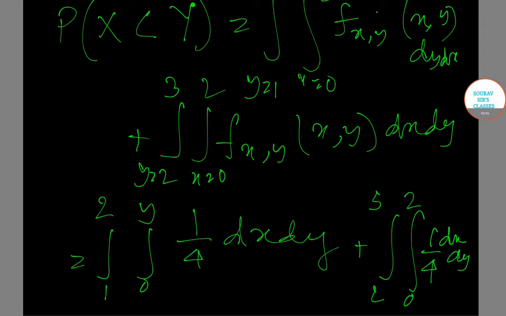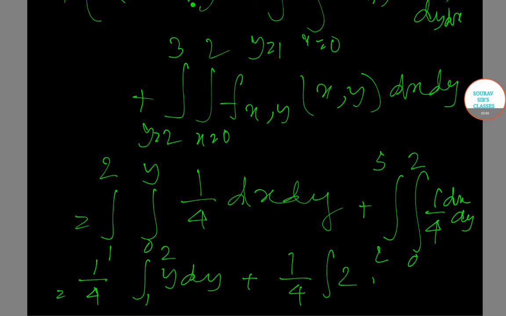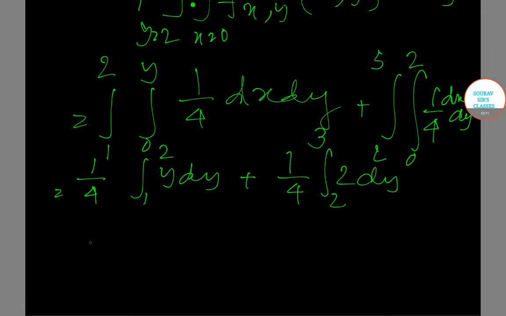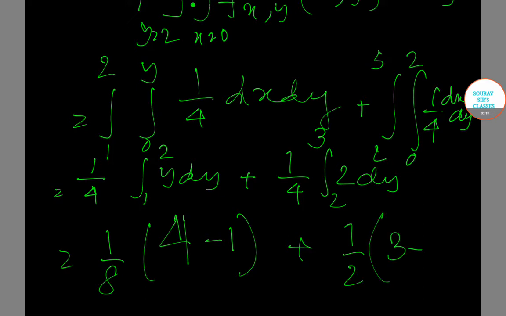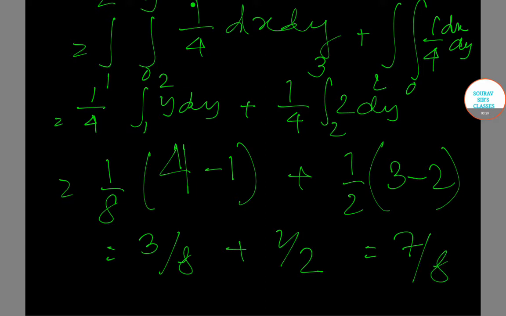This results in 1/4 integration of y dy from 1 to 2, plus 1/4 integration of 2 dy from 2 to 3. That becomes 1/8 multiplied by (4 minus 1), plus half times (3 minus 2). That will give us 3/8 plus half, which is equal to 7/8. So our answer will be 7/8.